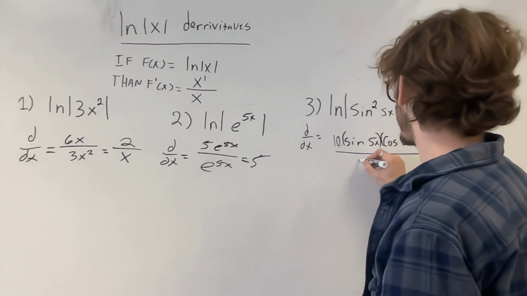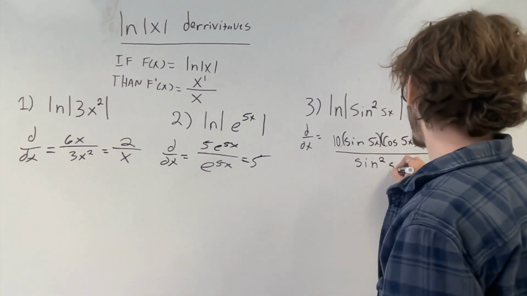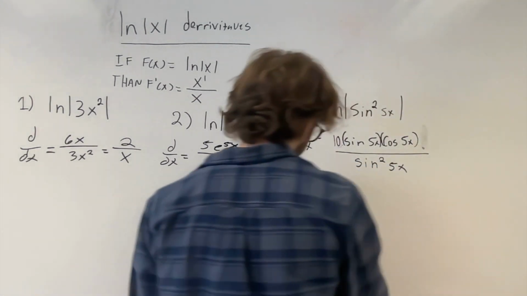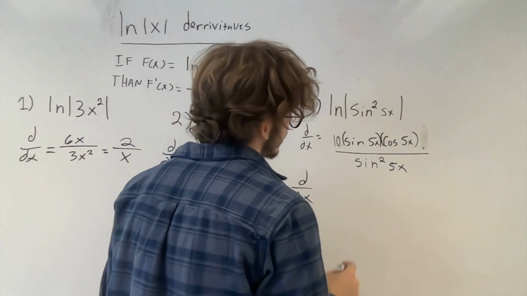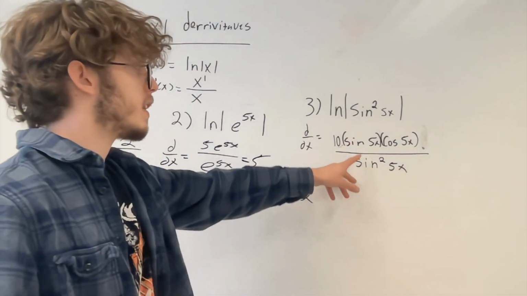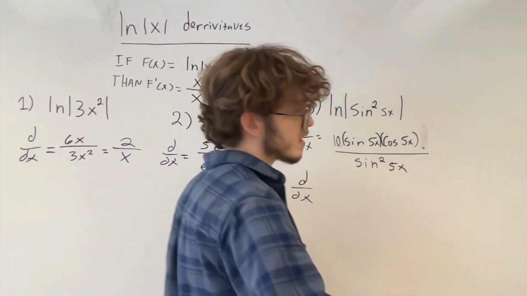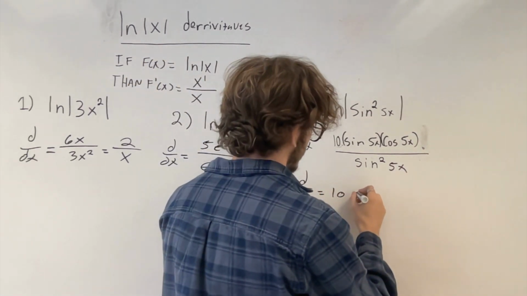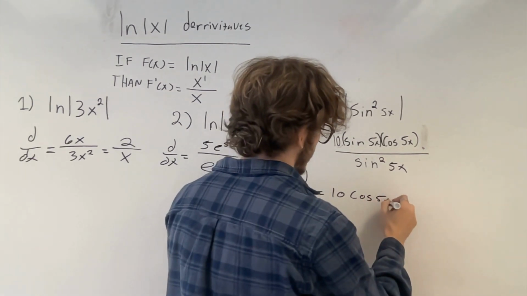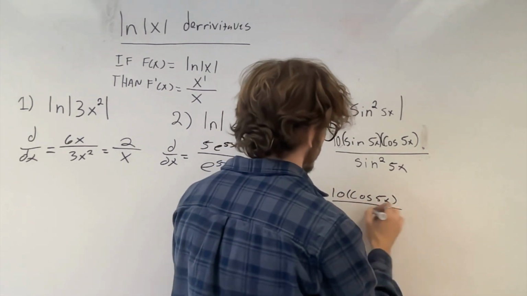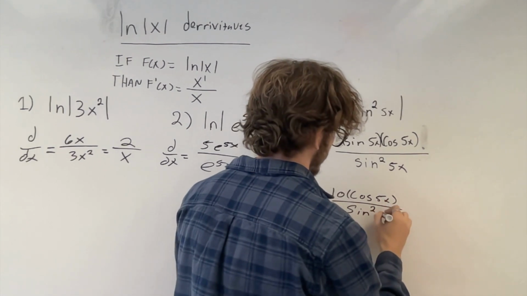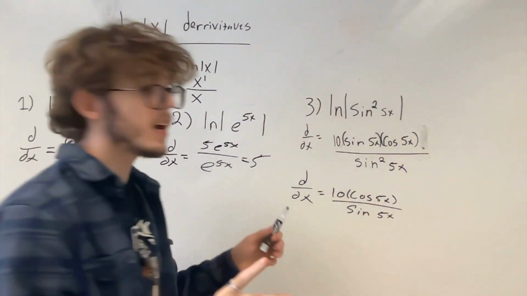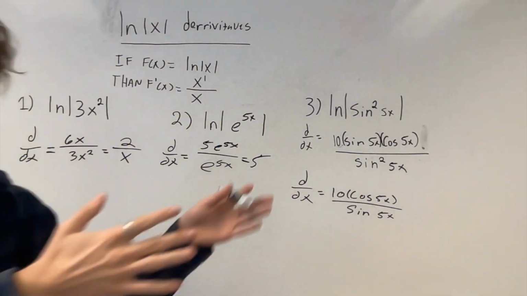Then we take sine squared of 5x on the bottom because we just put the normal function on the bottom. We can do a simplification here. Hopefully you see it. We have a sine of 5x and a sine squared of 5x. We can cancel out one of the sine of 5x's. So this will leave us with a final answer of 10 cosine of 5x all over sine of 5x, not sine squared, because we canceled one. That's the whole reason we did that.